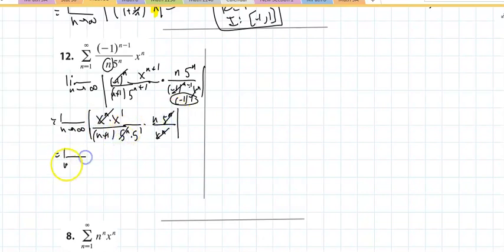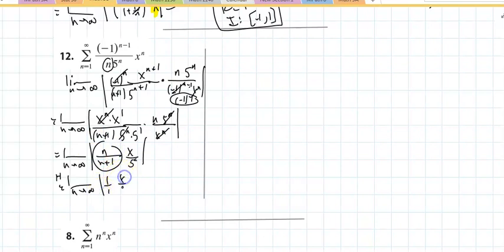So I'm left with the limit as n approaches infinity. X is independent of n, and 5 is independent of n. I'm looking at n over n plus 1, right? And if I divide, actually I could use L'Hopital just on this part. That would be 1 over 1. So this limit will equal the absolute value of x over 5.